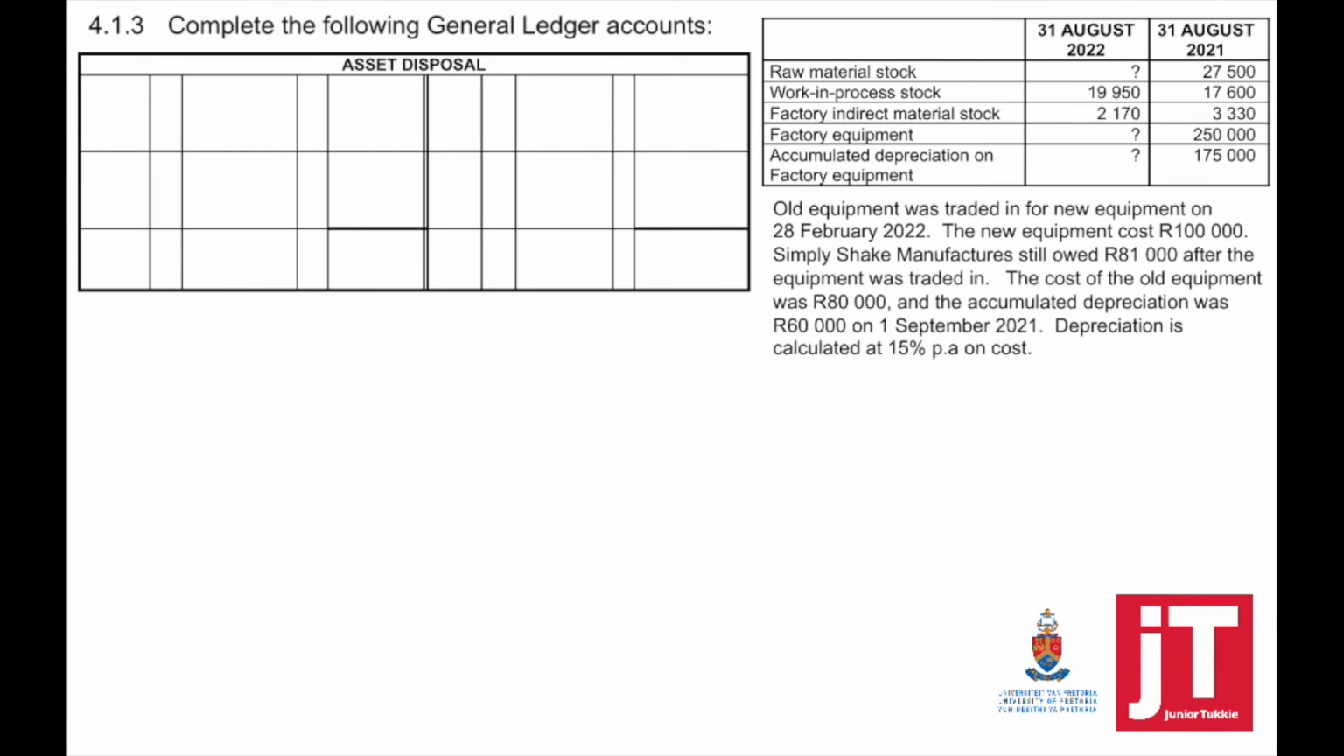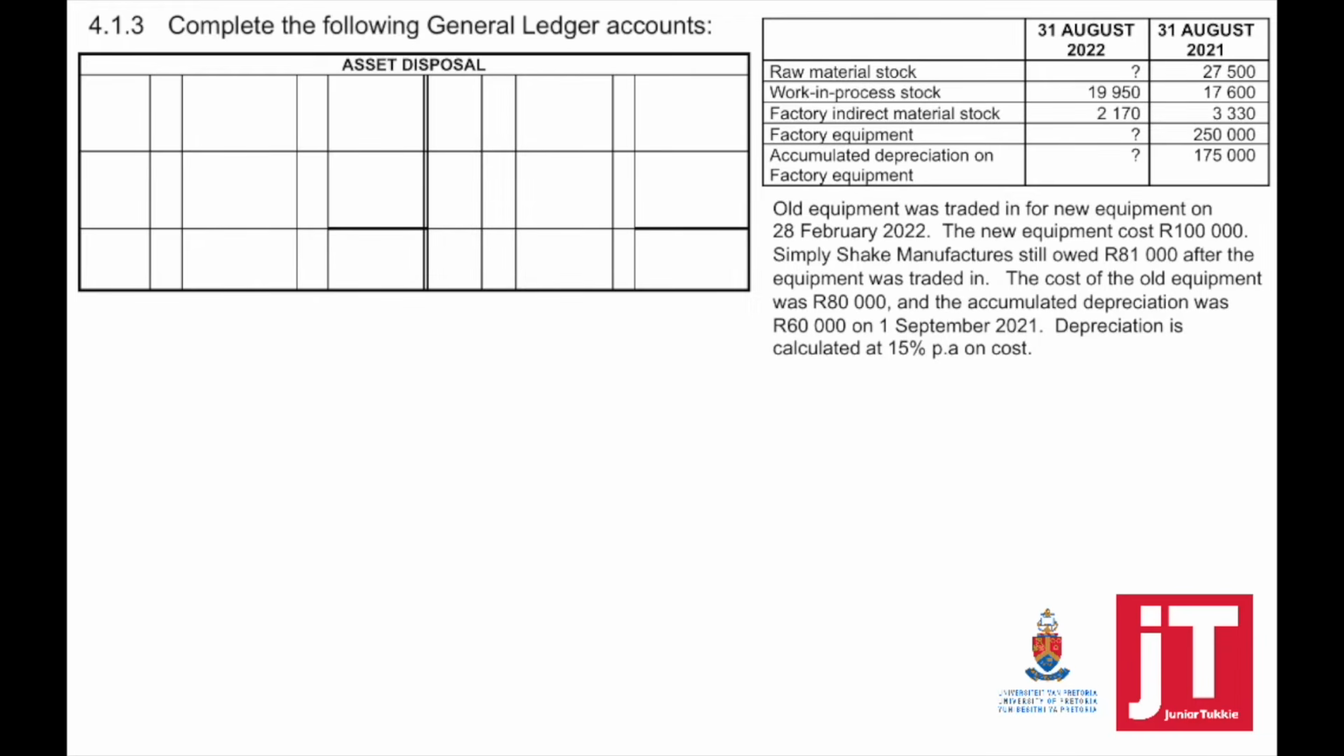It says that old equipment was traded in for new equipment on 28 February 2022. The new equipment cost 100,000. Simply Shake Manufacturers still owed 81,000 after the equipment was traded in. The cost of the old equipment was 80,000 and the accumulated depreciation was 60,000 on the 1st of September 2021, which is the beginning of the accounting period. Depreciation is calculated at 15% on cost.